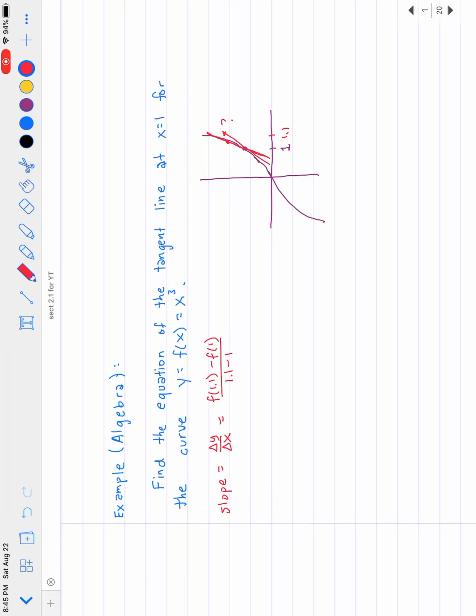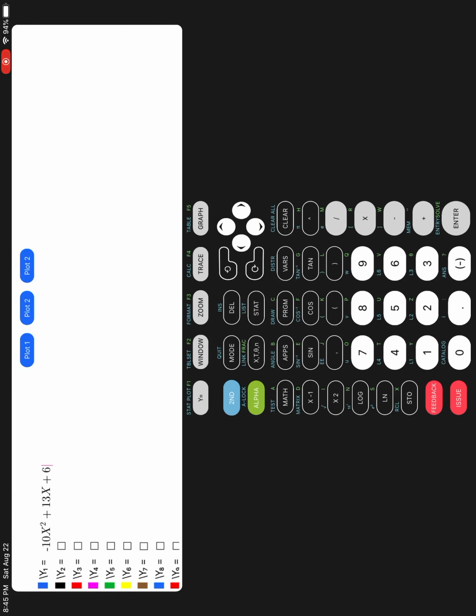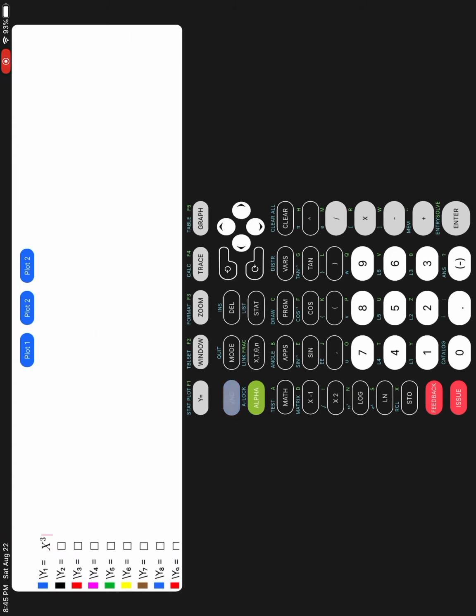So like we said, change of y over the change of x, where the two points that I'm getting are both going to be on the curve. If I plug those into the calculator and see what I get, that'll give me an idea. So let's go ahead and see what that is first. If I go to my calculator over here, let me clear this up for a second. Let's see, we have x cubed as our function, if I remember correctly.